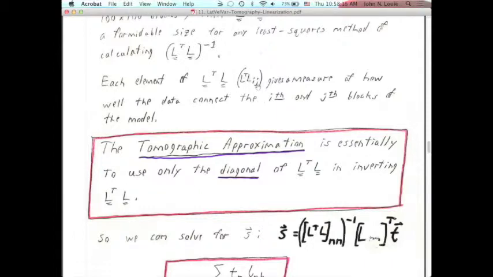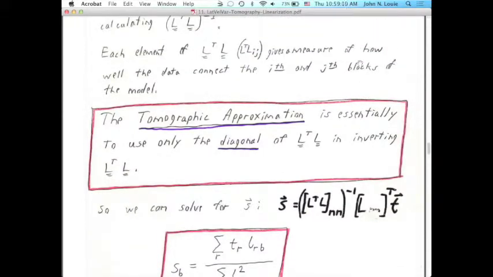Each element of L transpose L, which is more properly called the model covariance matrix, L transpose L sub ij, gives a measure of how well the data connect the ith and the jth blocks. If there are no rays that pass through both block i and block j, then the covariance is going to be zero. And if there are a lot of rays that pass through both block i and j, then that entry is going to have a high covariance.